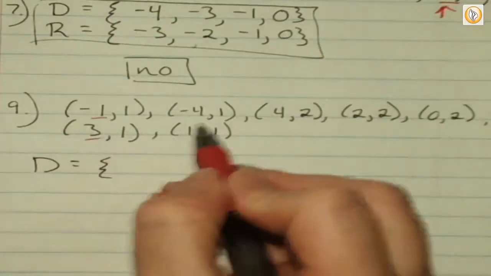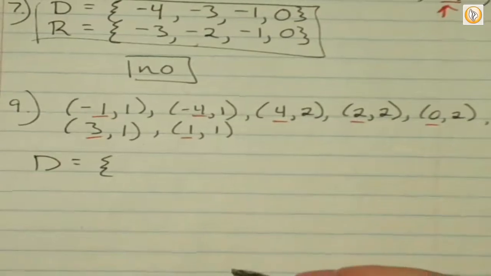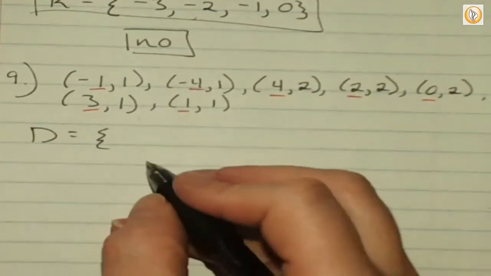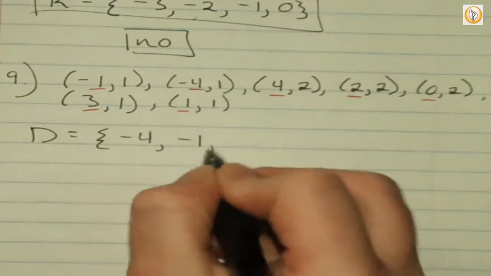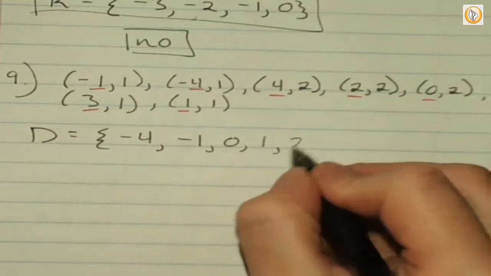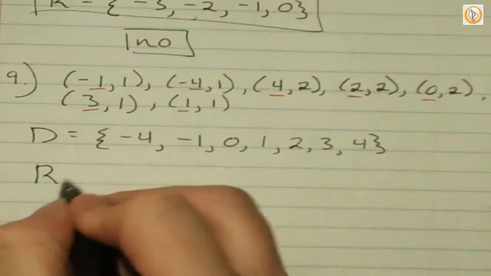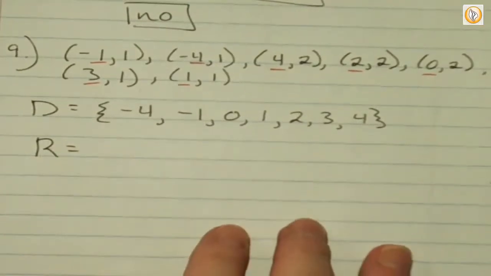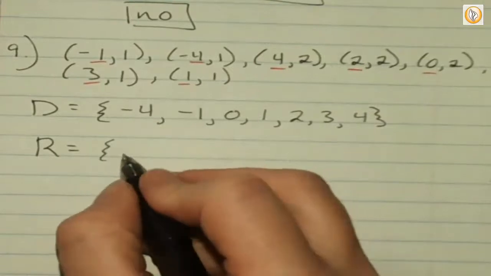Those are your x's. Remember to write them least to greatest. Taylor, what would they be? Negative 4, negative 1, 0, 1, 2, 3, 4. Good. Emily, what are my ranges? 1 and 2.